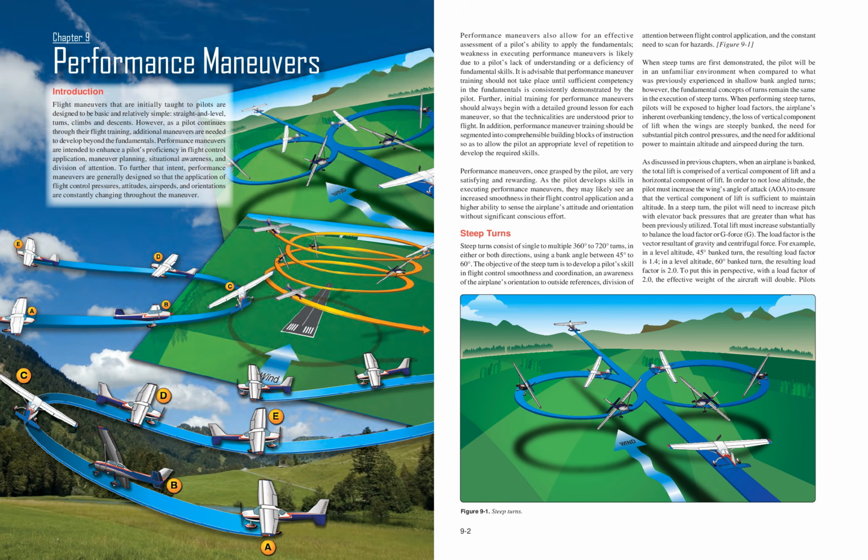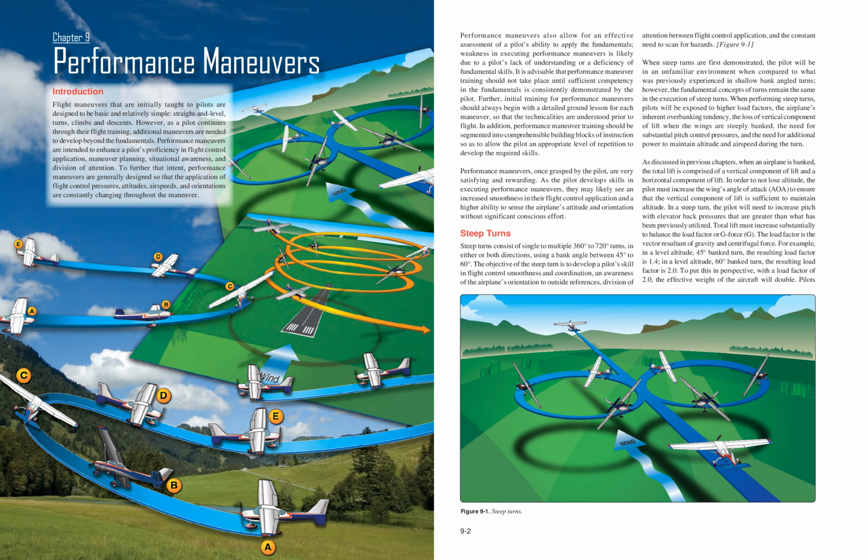As discussed in previous chapters, when an airplane is banked, the total lift is comprised of a vertical component of lift and a horizontal component of lift. In order to not lose altitude, the pilot must increase the wing's angle of attack, AOA, to ensure that the vertical component of lift is sufficient to maintain altitude. In a steep turn, the pilot will need to increase pitch with elevator back pressures that are greater than what has been previously utilized. Total lift must increase substantially to balance the load factor or G-force, G.